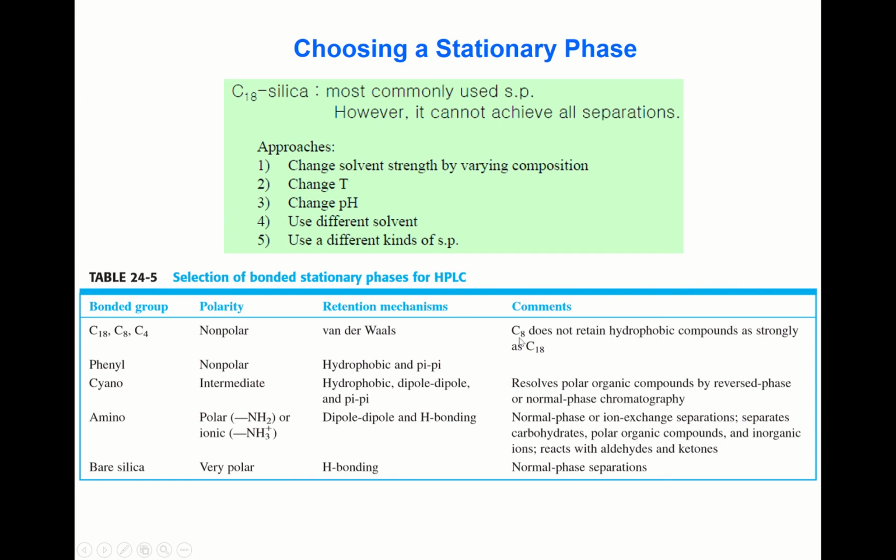Here are comments. C8, octyl, the bonded phase does not retain hydrophobic compounds as strongly as the octadecyl group. This is true because van der Waals interactions in the octadecyl group are much stronger than in the other bonded phases, because octadecyl is a very long chain. When the number of carbons is large, van der Waals interactions will increase.